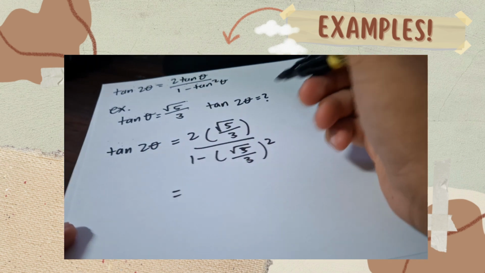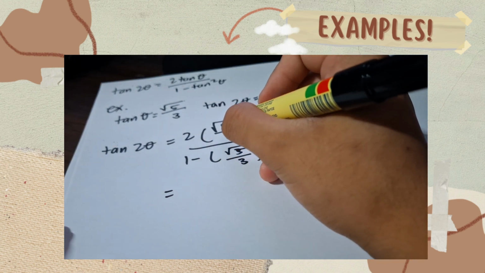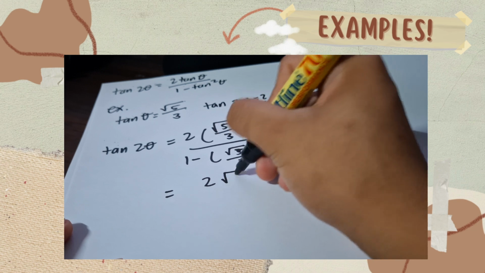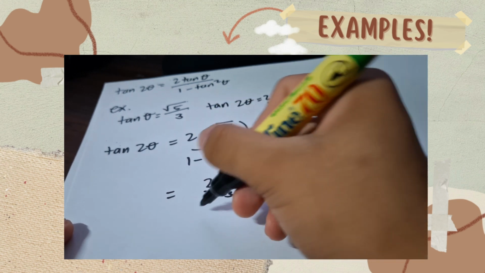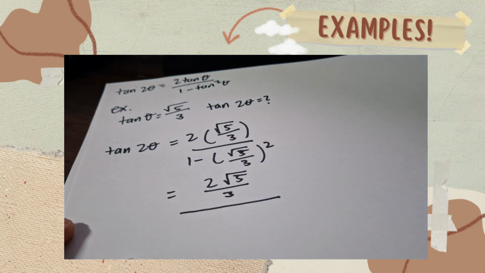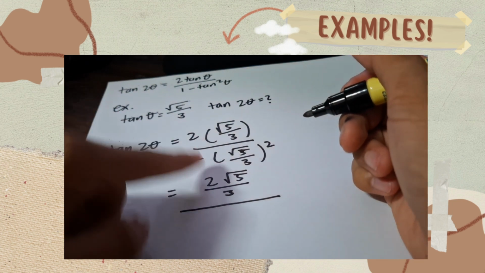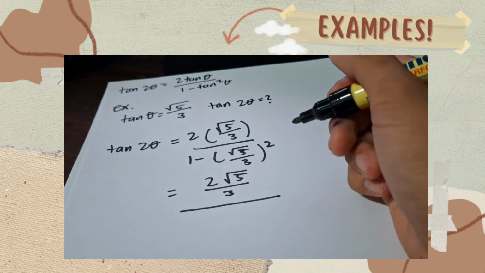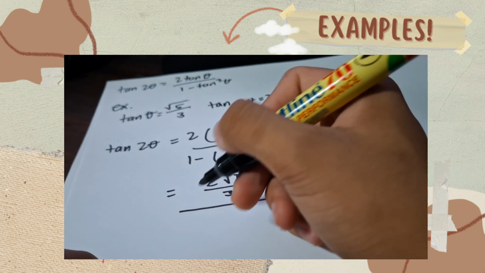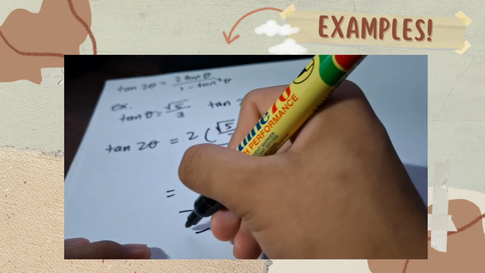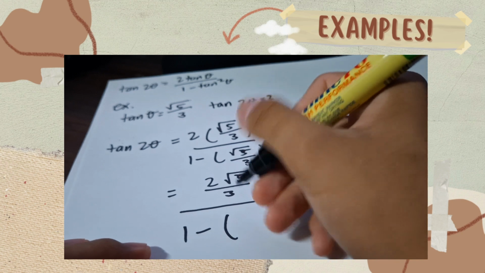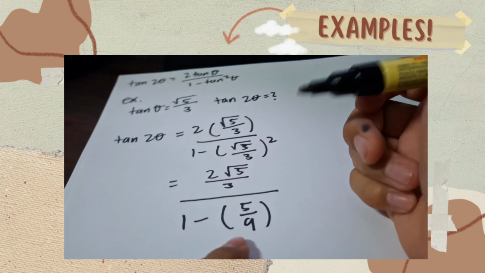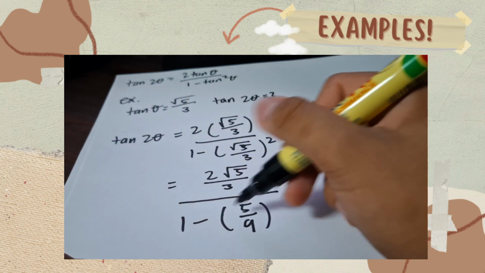There. Now, let's simplify it. It will be 2 times square root of 5 over 3, which will be 2 square root of 5 all over 3, over 1 minus the square root of 5 over 3 squared, which will be 1 minus 5 over 9. Since it's already squared, we can just subtract it.